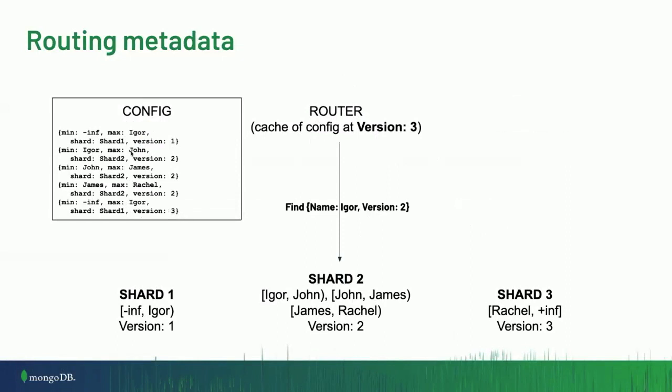And now we have Igor to John, from John to James, and James to Rachel. Those 3 still reside on shard 2. Their version is still 2 because they haven't moved, so the data stays in one place. And so the requests from routers that have cached version 3 still continue to be routed correctly.